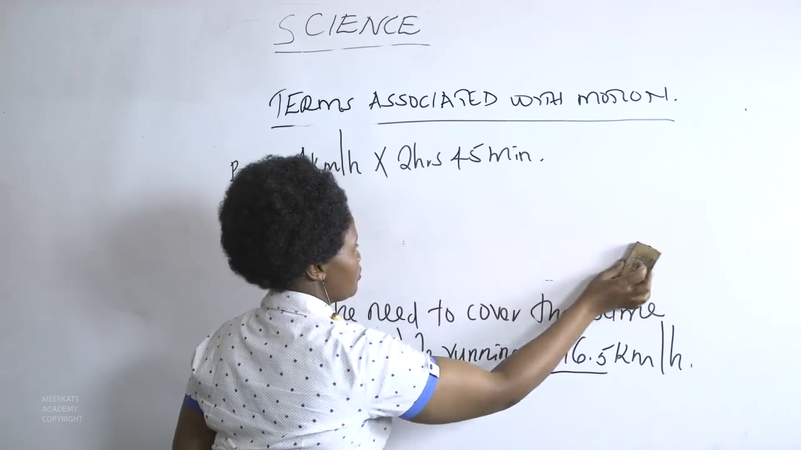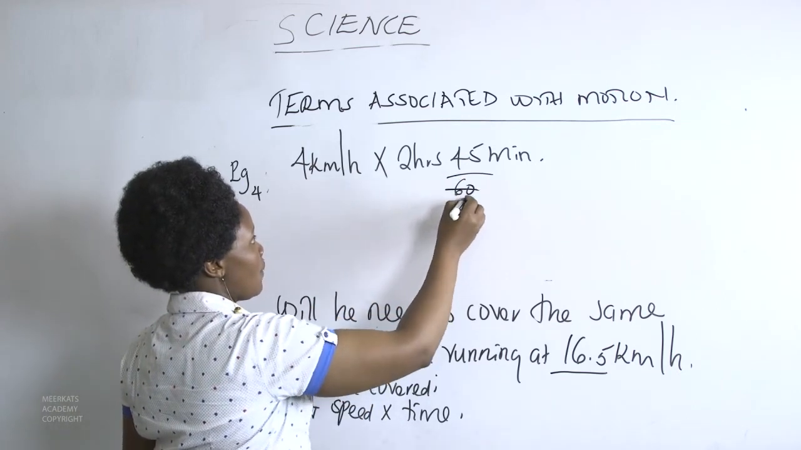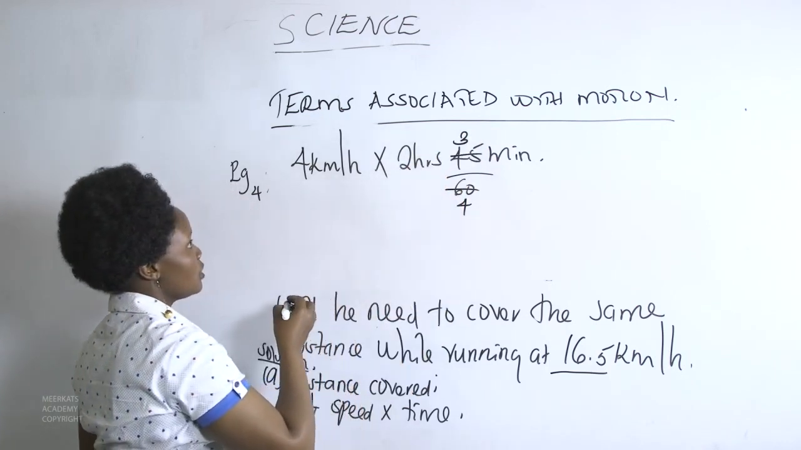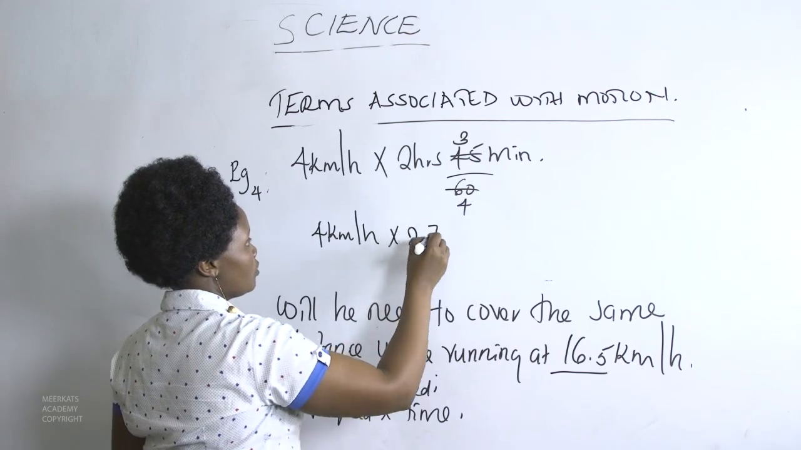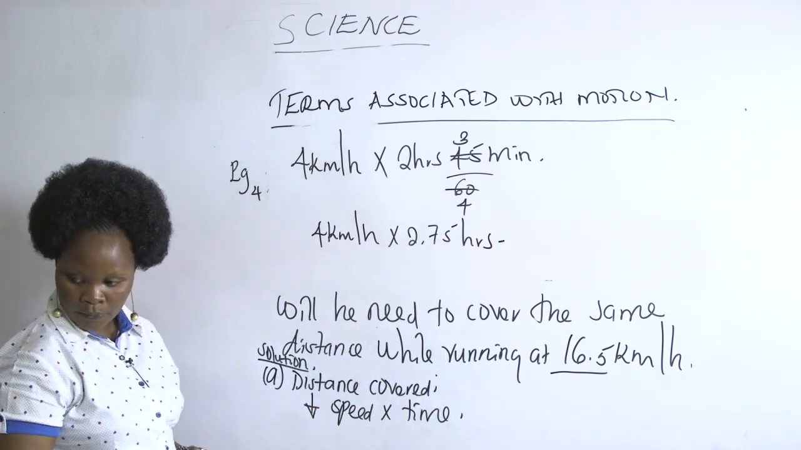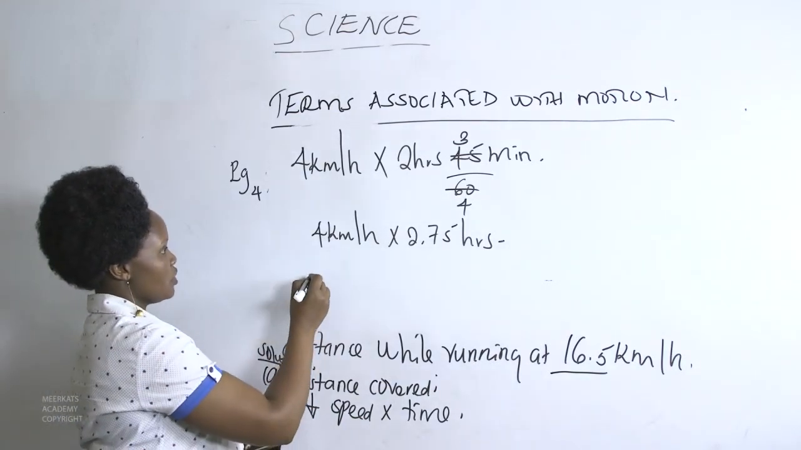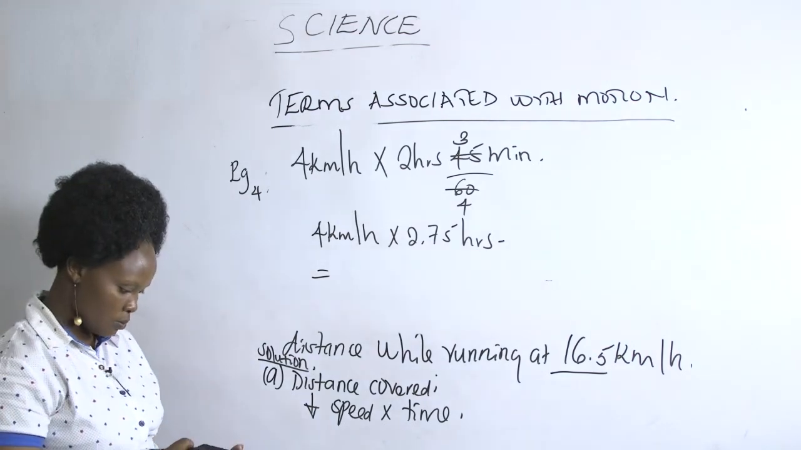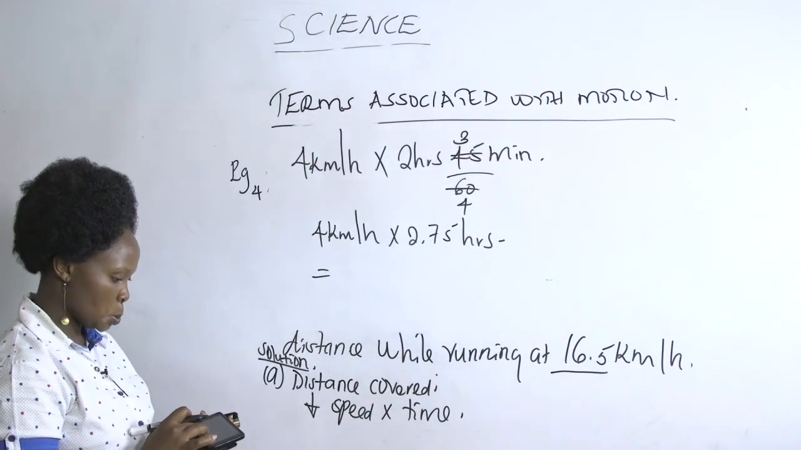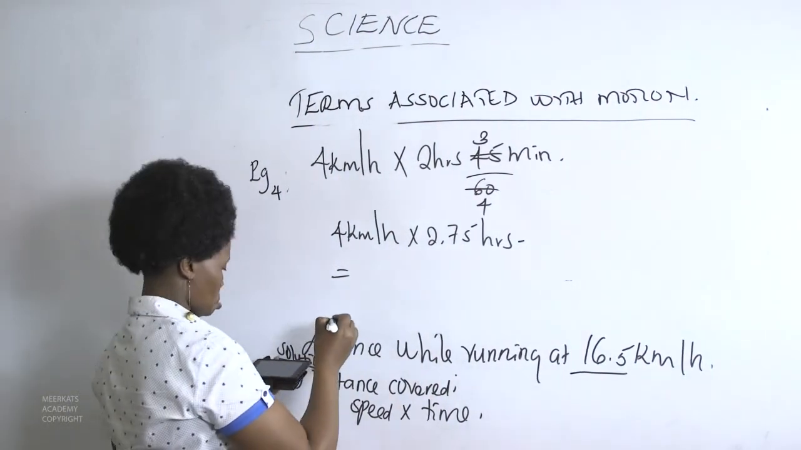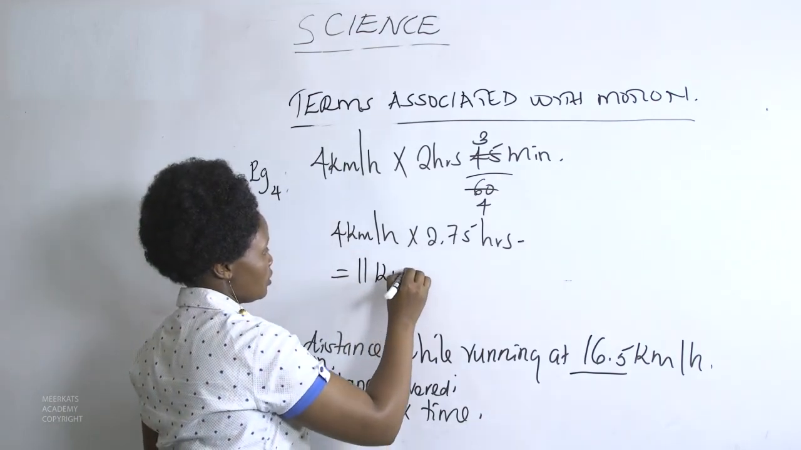Therefore, we change the minutes to hours by dividing by 60, and this one becomes 4 kilometers per hour multiplied by 2.75 hours, which gives us, remember it's distance, so 11 kilometers.